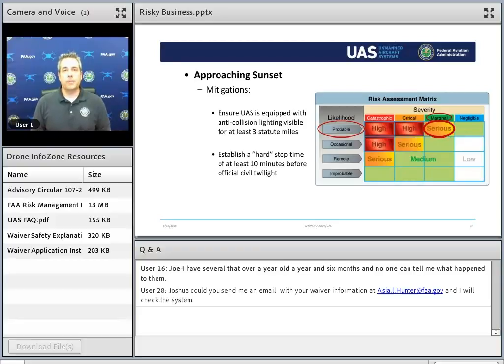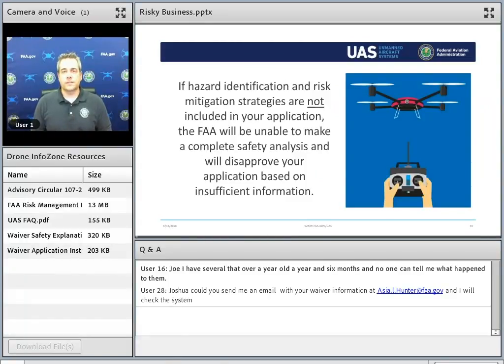Or we can establish a hard stop time. Say, hey, look, I'm going to really try to get this shot done, but at 10 minutes prior to official twilight starting, so let's say the sun sets at 8:30 at night, at 8:20, we're done flying. Then I don't even have to worry about that sunset risk. It's just a hard stop time. Again, those are mitigations that work for me. When you make your waiver application, particularly if you're talking about a daylight waiver application, you want to incorporate mitigation strategies that work for you.